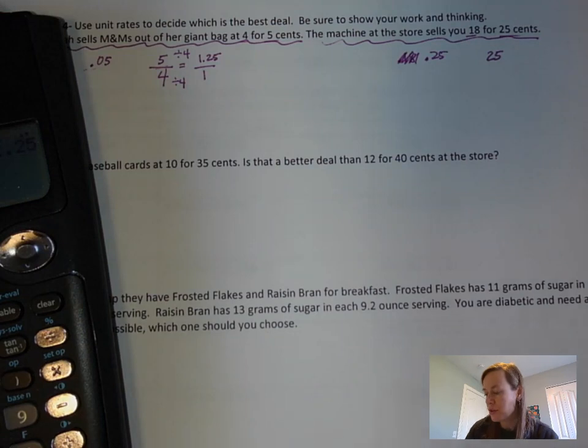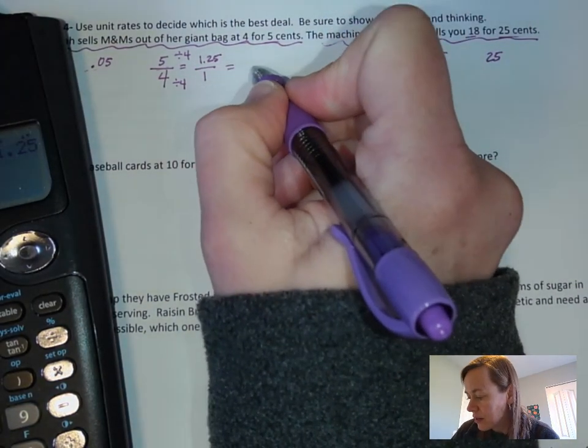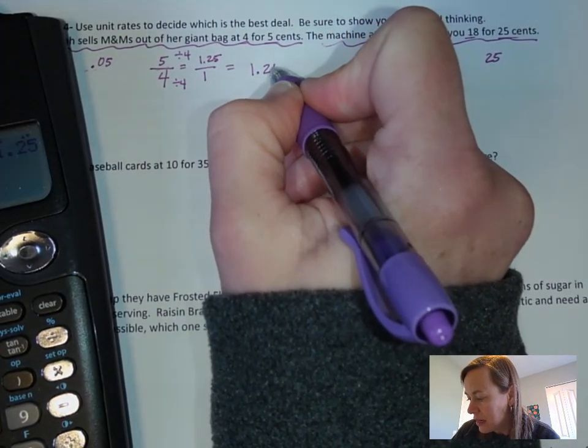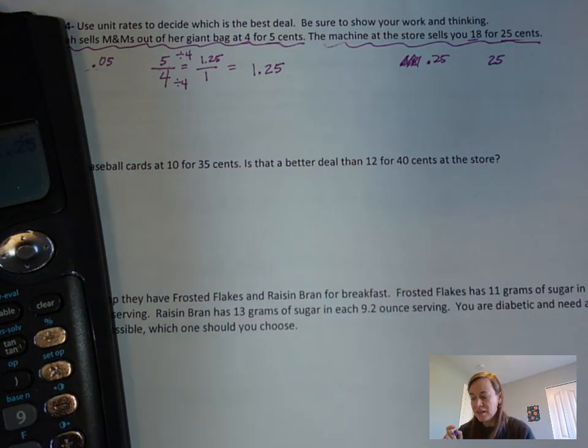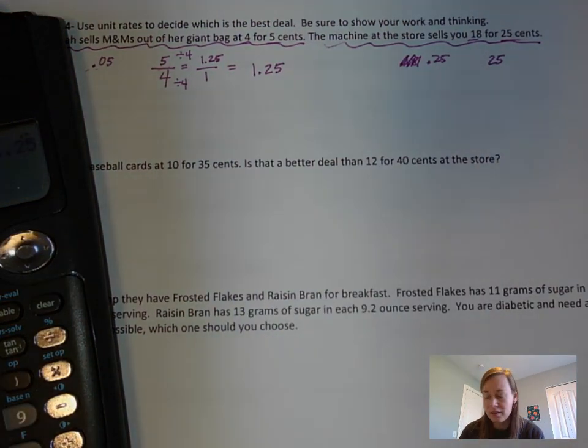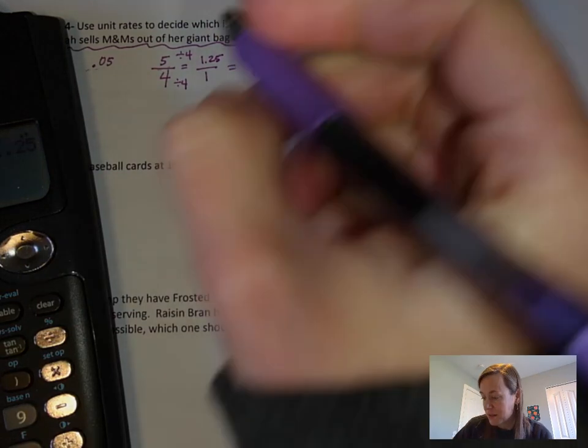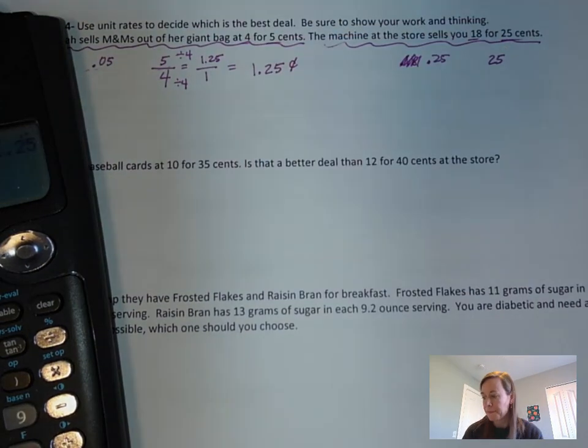Okay, so that is our unit rate. This means that each M&M costs 1.25 cents. I'll go ahead and write cents here also.